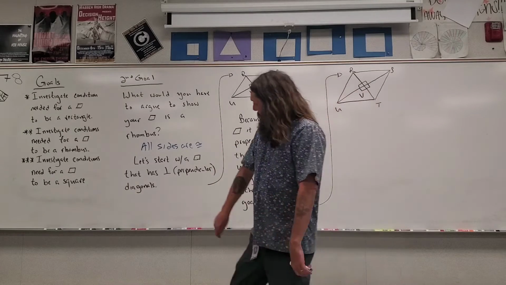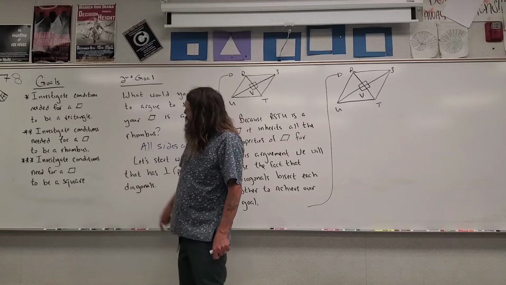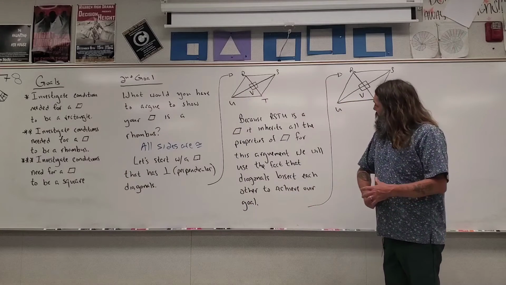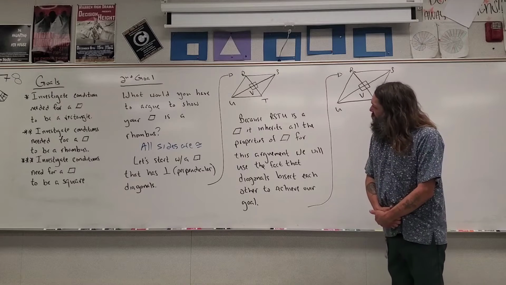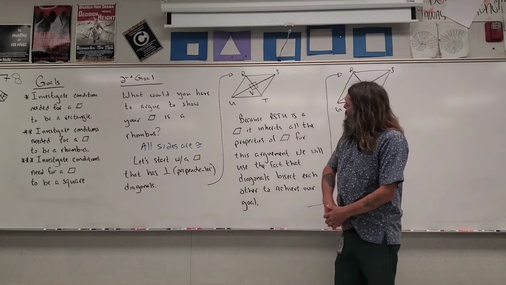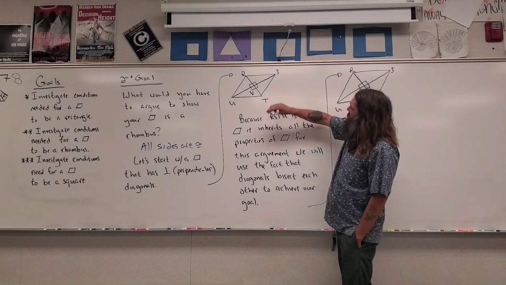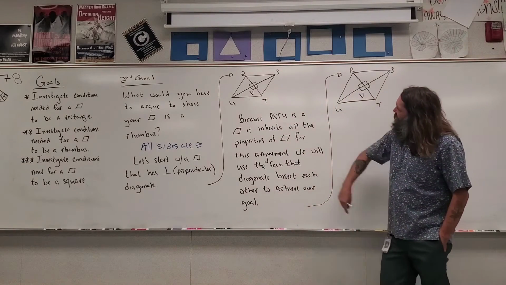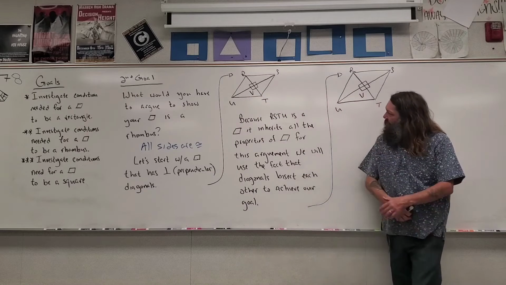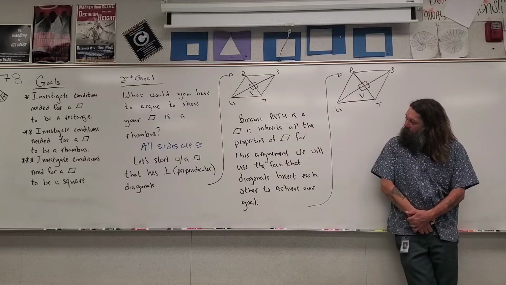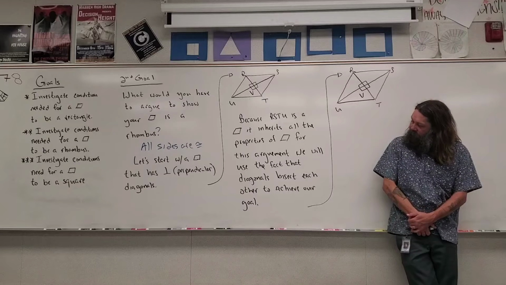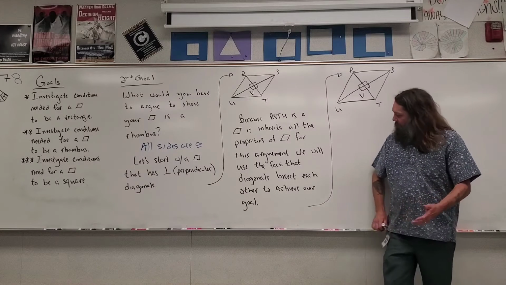Now, again, notice this is conditions plural, so there's going to be a couple of initial conditions. So we'll start with one. Let's start with a parallelogram that has perpendicular diagonals. So we have something that looks like this. Because RSTU is a parallelogram, it inherits all the properties of a parallelogram. For this argument, we'll use the fact that the diagonals bisect each other to achieve our goal.